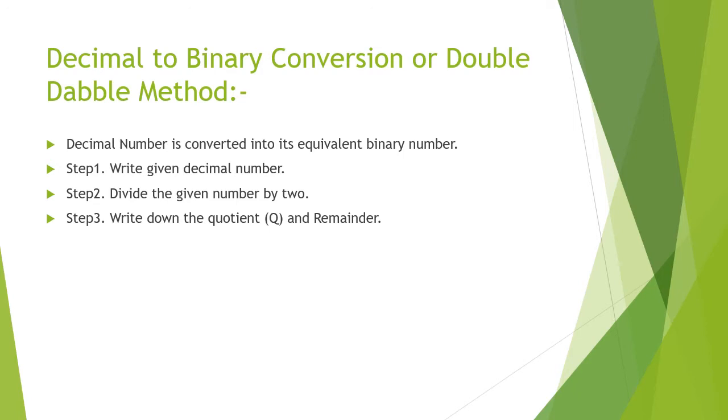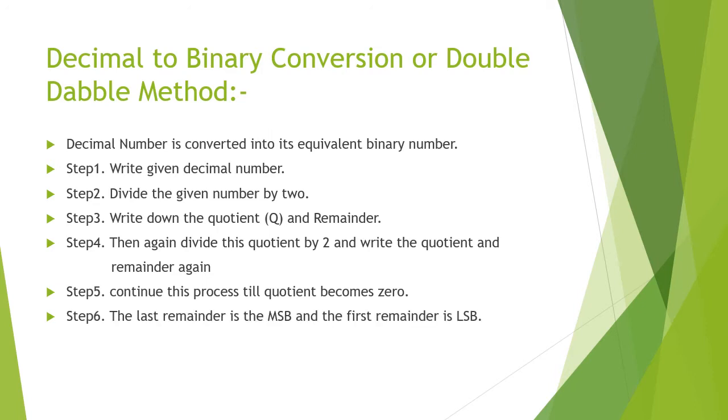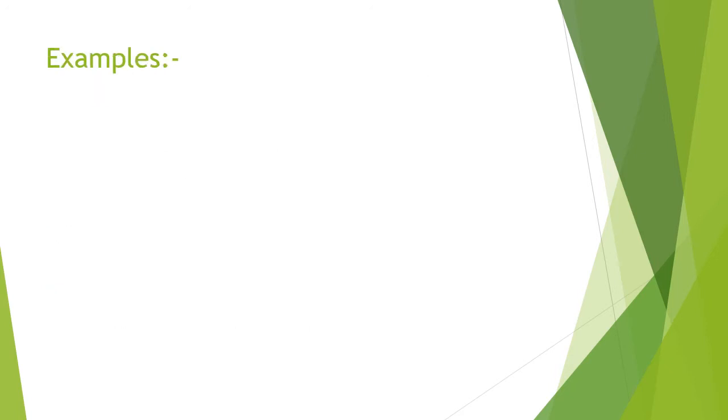Then after dividing we have to write the quotient Q and remainder R. Then we have to again divide the quotient by 2 and again write the quotient and remainder. And we have to continue this process till our quotient becomes 0. We have to take the last remainder as MSB, which is the most significant bit, and the first remainder as LSB, which is the least significant bit. So let us take one example.